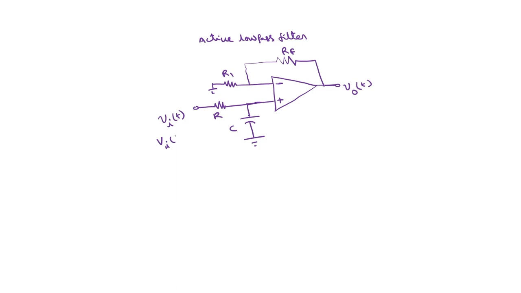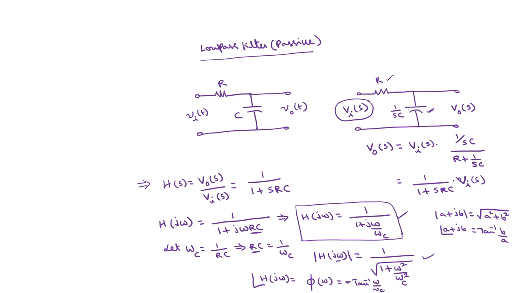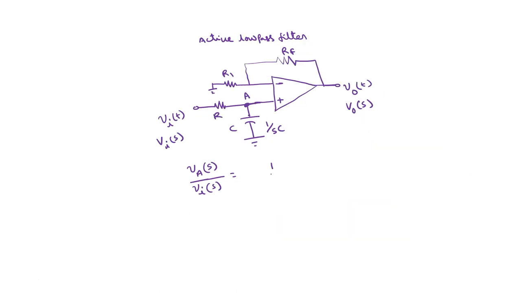If I take this Vi in terms of Laplace transform, then this C will be taken as 1 by Sc. If I call this point as point A, what is the expression for Va by Vi, as a function of S? It is the one that we have derived. This is 1 over 1 plus j omega by omega C, where omega C is the cutoff frequency 1 by RC, or the cutoff frequency in terms of Fc is equal to 1 by 2 pi RC. This R and C decide the cutoff frequency of the filter.